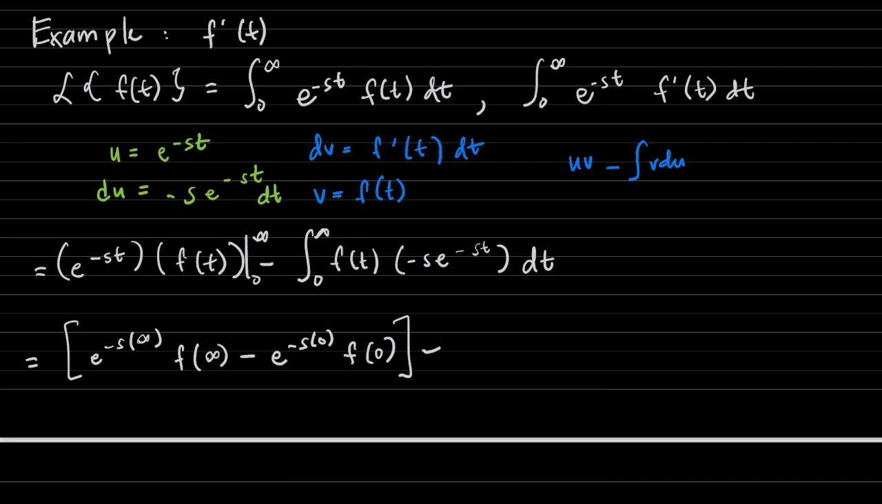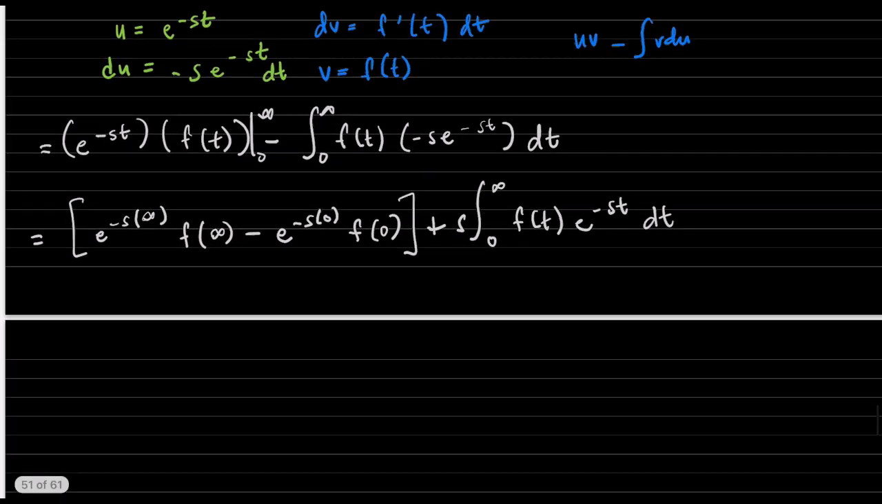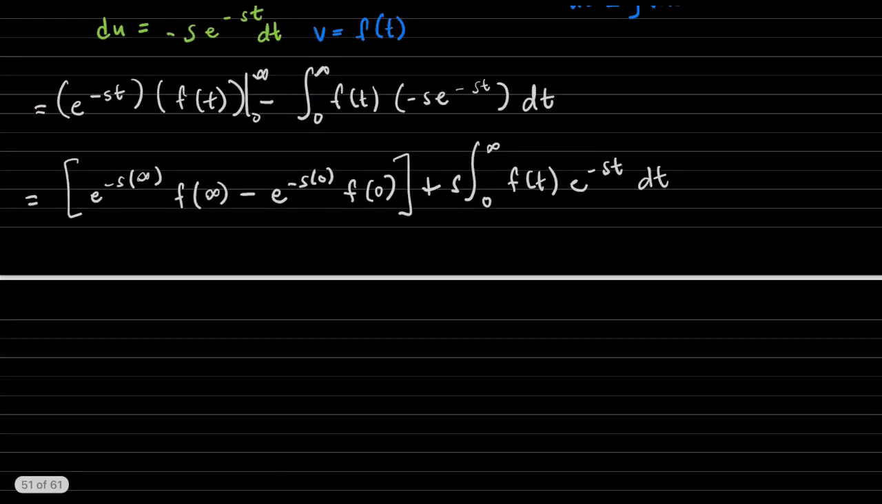So gawin natin siya step by step. So ilabas muna natin yung negative s, since constant siya and hindi naman tayo nagdi-differentiate with respect to s. So magiging positive s to. So integral from 0 to infinity ng f of t times e raised to negative st dt. And then, i-evaluate natin yung nasa loob ng square bracket.